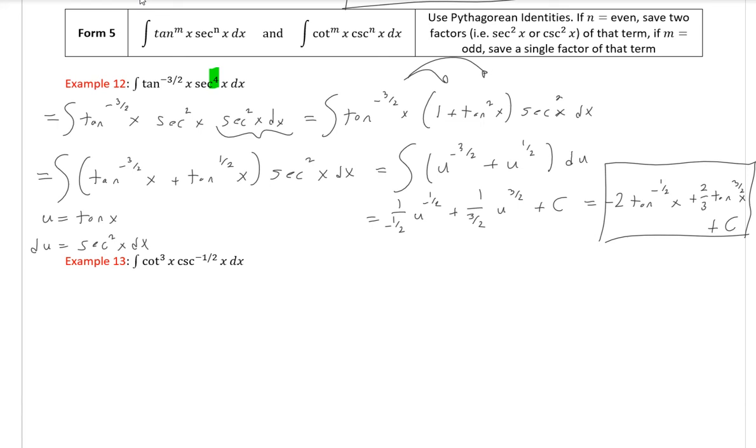And so that would be that. Notice how much easier that was. We just saved secant squared x, separated it out, and dealt with it as a normal u-du situation by making it a polynomial.